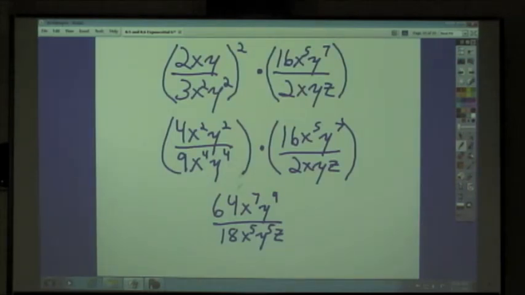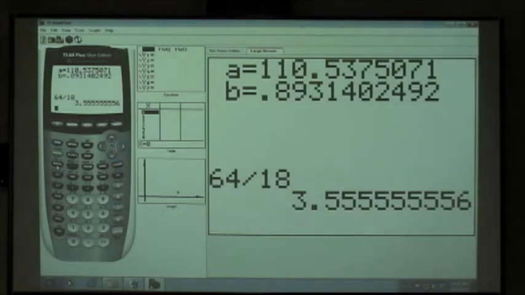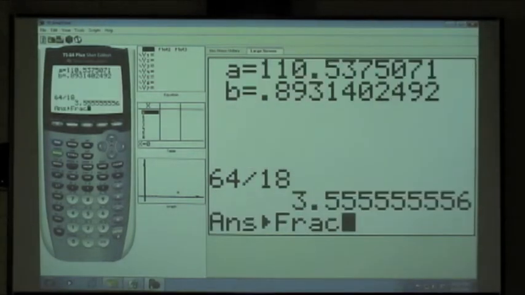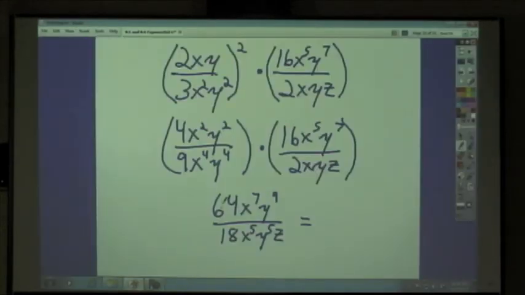Now what we can do is divide and see if there's anything that this simplifies to. If you can't divide 64 by 18 in your head, remember the calculator can always help you reduce fractions. If you do 64 divided by 18, it's going to give you a decimal that you can push math, enter, enter, and change it back to a fraction of 32 over 9. In other words, you divide both of those by 2 because they are both divisible by 2.